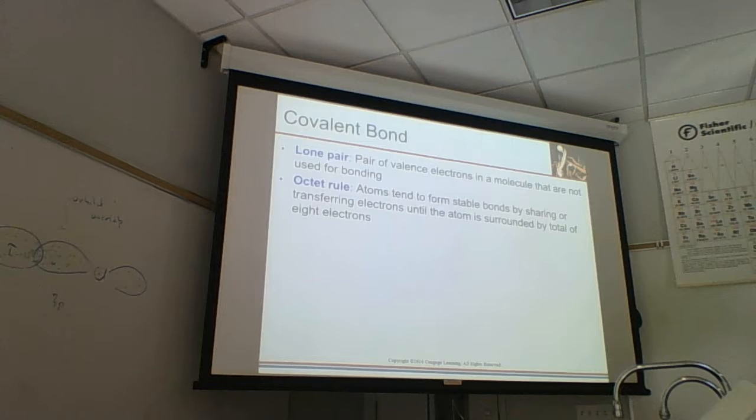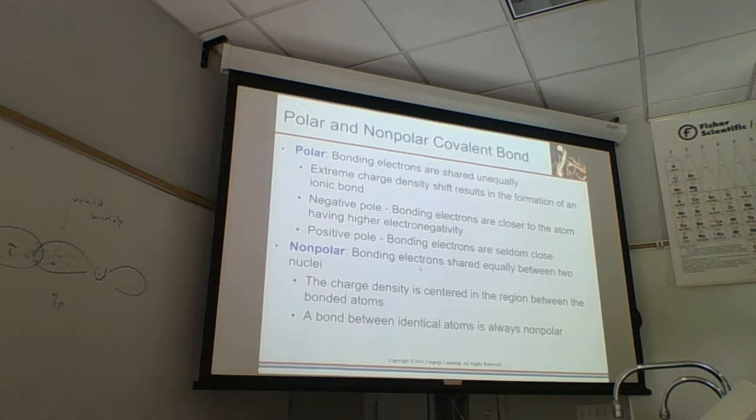Now, we're going to take a look at that electron density in a moment. But we talked about the lone pair, we talked about the octet rule. We're going to talk about bond polarity next. Bond polarity.